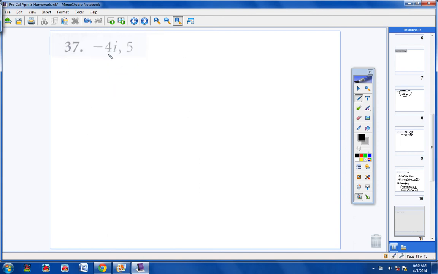Okay, again, you've got to check your imaginary zeros and your irrational zeros to see if there are any zeros missing. 5 is rational, so I'm not worried about that, but 4i is imaginary, so I know if I have a negative 4i, I must also have a positive 4i. And so, in my first parentheses, I'm going to put x plus 4i. In my next parentheses, I will put x minus 4i, and then in my last parentheses, x minus 5.